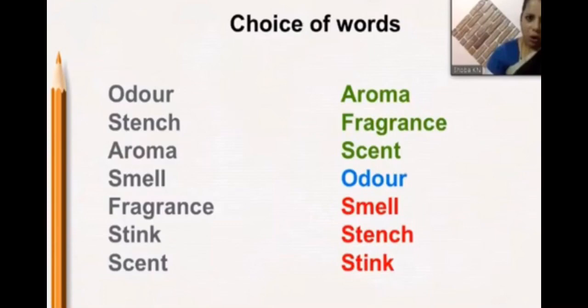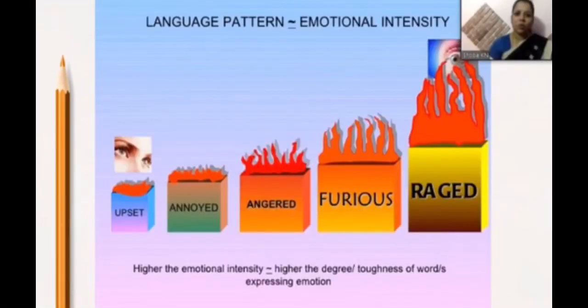Here are the same kind of family words related to smell. According to the intensity of our emotion, we use this scale of words from low to high. For example: upset, annoyed, angered, furious, enraged.